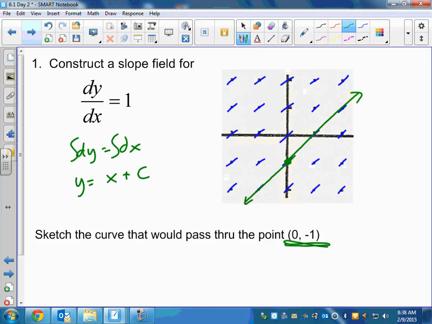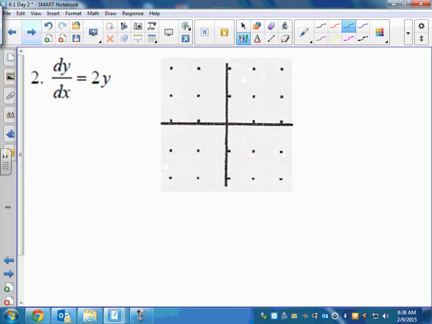Why are slope fields an interesting topic? Sometimes our differential equations are not easy to solve for, and so being able to sketch your curve with a slope field gives you an idea of what the graph looks like, even if we aren't able to actually do the integral over there. Let's do another one. Like this one.